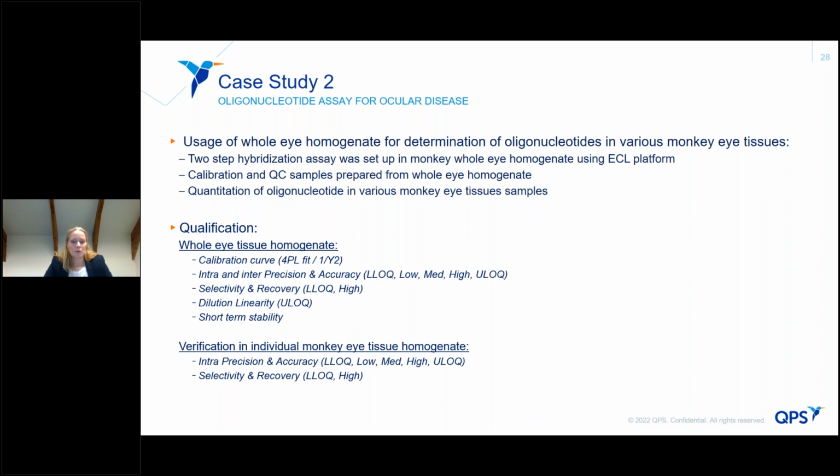So once this was qualified, we wanted to verify in individual eye tissues if the assay showed good precision and accuracy. So we tested inter-precision and accuracy, but also that the assay was selective enough. So we tested selectivity and recovery at 2 different concentrations.